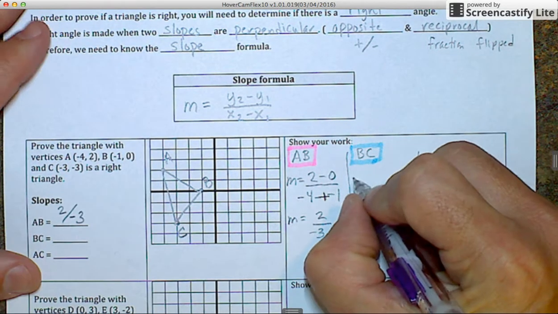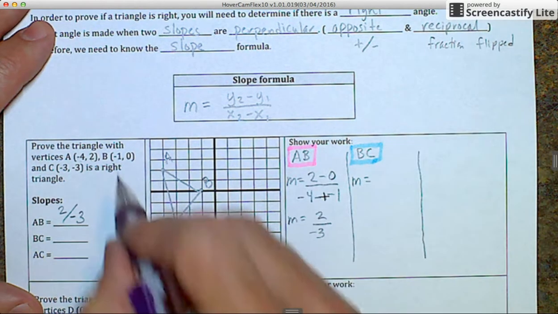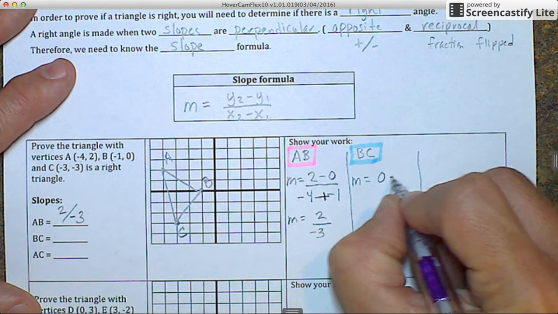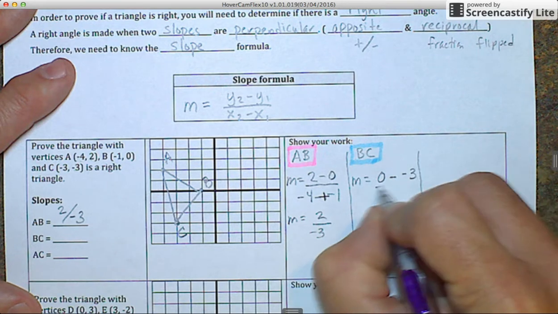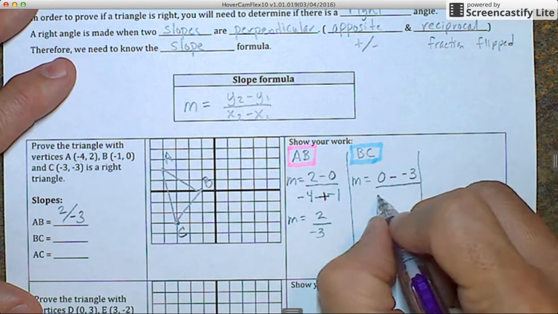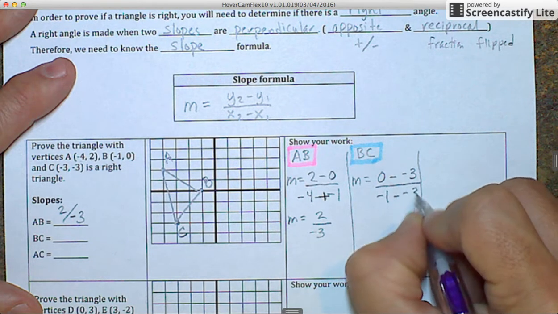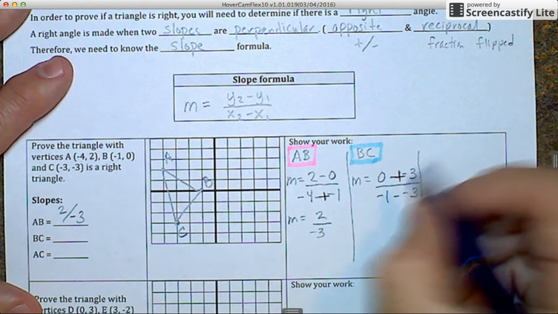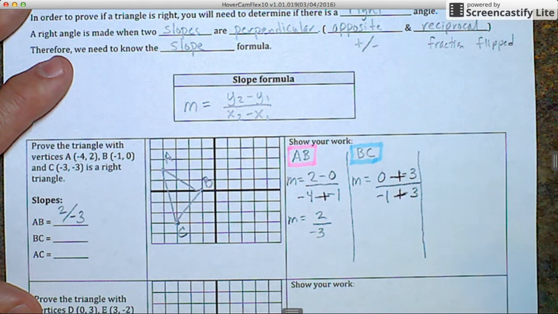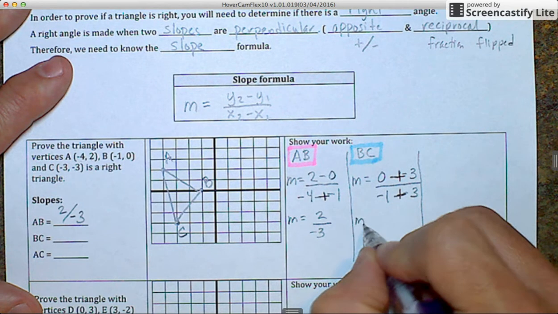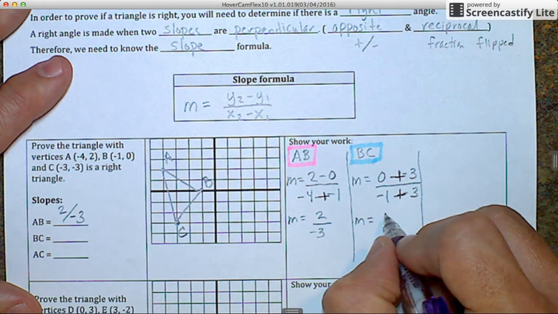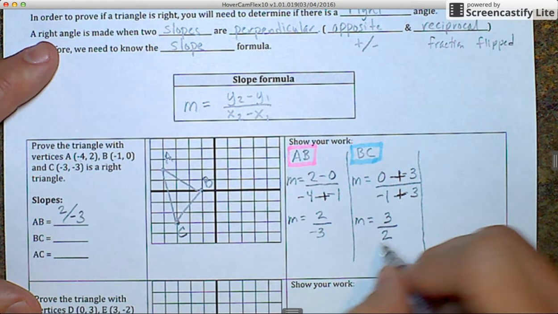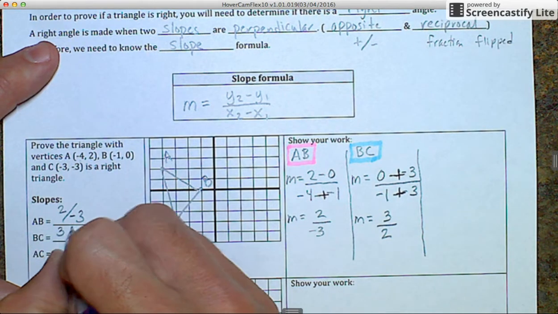Okay, so let's figure out the slope of BC. The slope of BC is, we're starting with 0, and we're going to -3. So 0 minus a -3 over -1 minus a -3. And again, I'm going to take out my pen because I have 2 negatives here. I'm going to make that a positive. So my slope, when I simplify it, will be 0 plus 3, which is 3, and then -1 plus 3, which will be 2. So I take this slope for BC and I put it over here and I go 3 over 2.